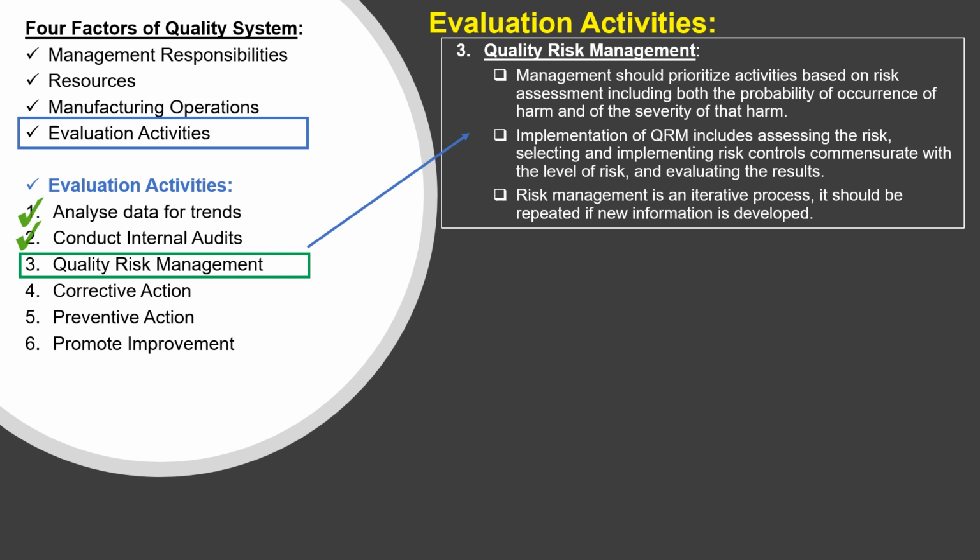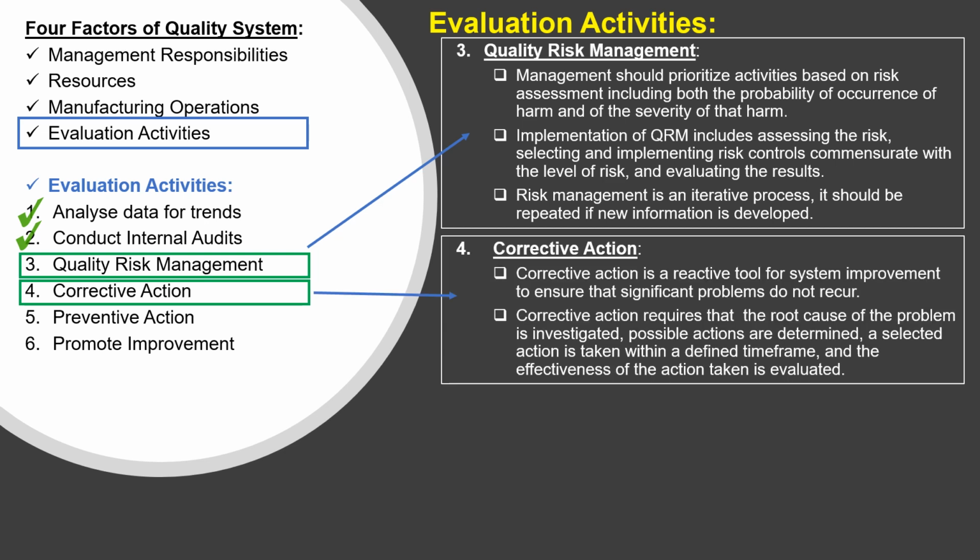The next point is quality risk management. Quality risk management should prioritize activities based on the risk assessment, including the probability of occurrence of harm and the severity of that harm. Implementation of the QRM includes assessing the risk, selecting and implementing the risk controls commensurate with the level of risk, and evaluating the results. Risk management is an iterative process and it should be repeated if new information is developed.